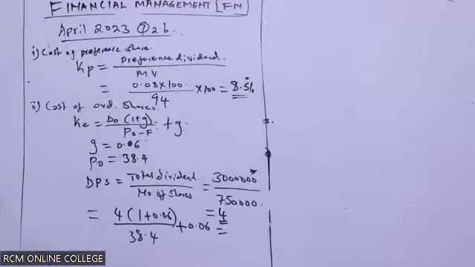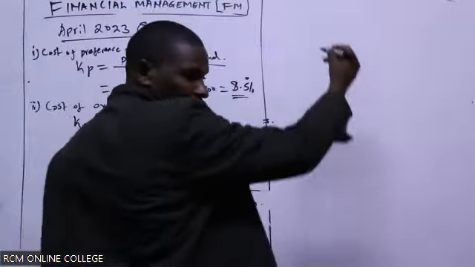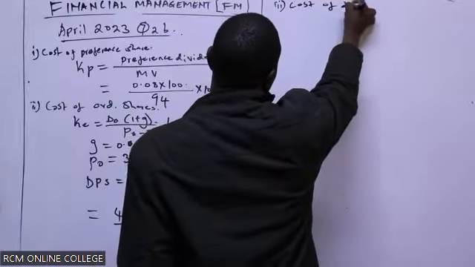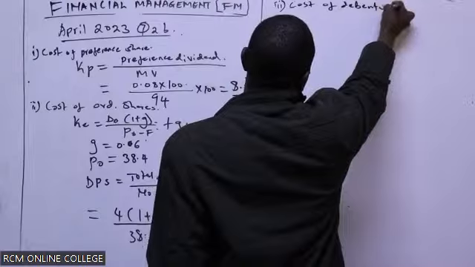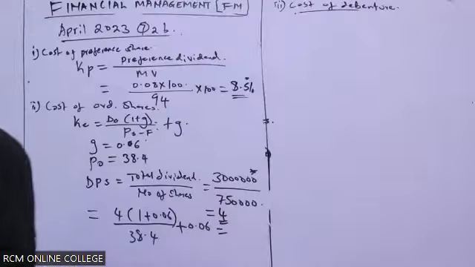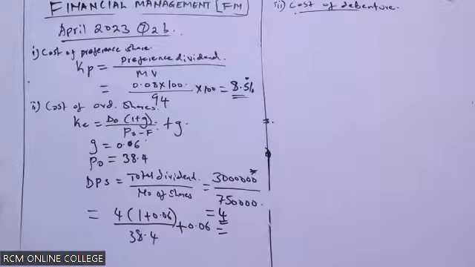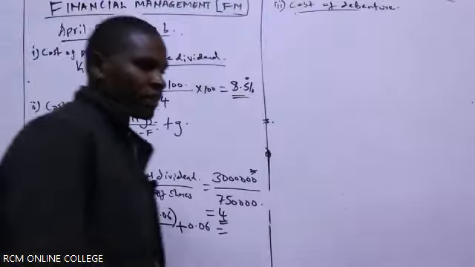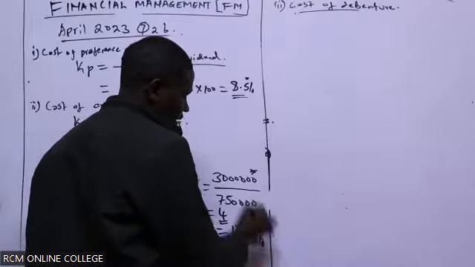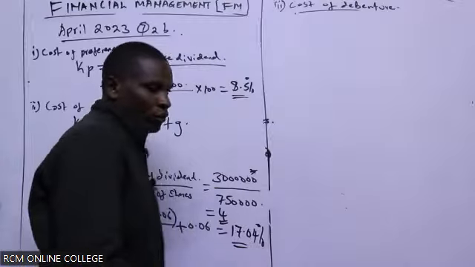The next one is they want us cost of debenture. Cost of debenture ndio itakuwa next. Cost of debenture ndio ya tatu hapa. The cost of debenture. 17.04%. Asante. Then cost of debenture.